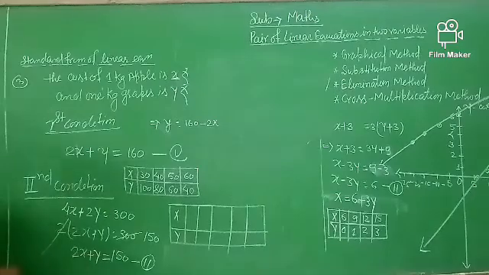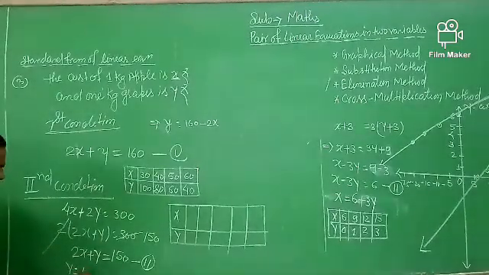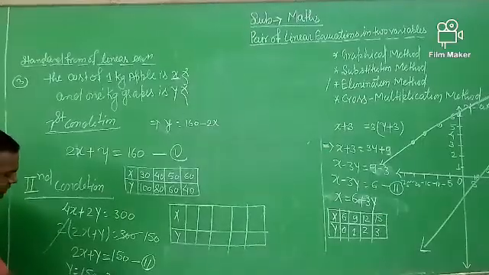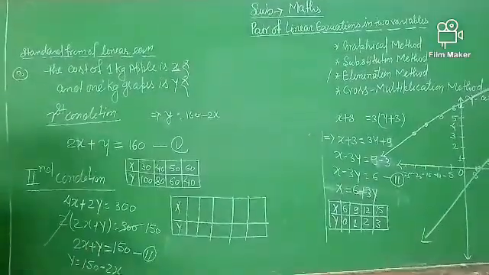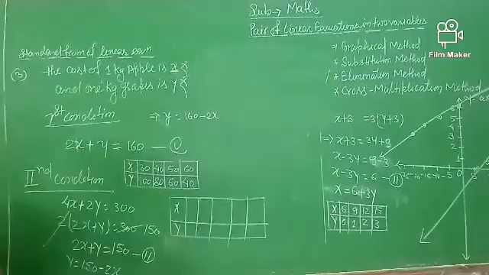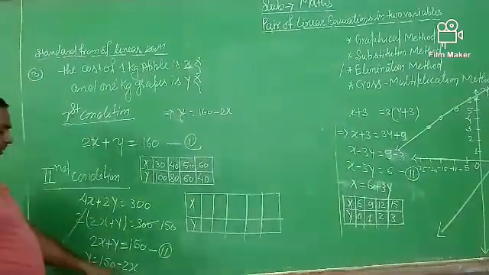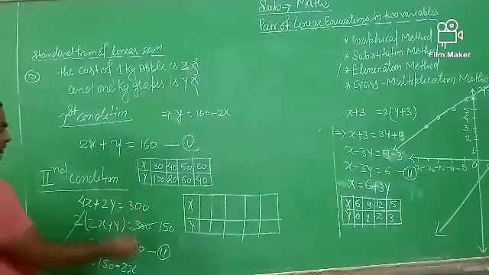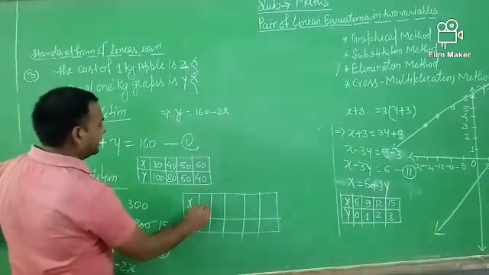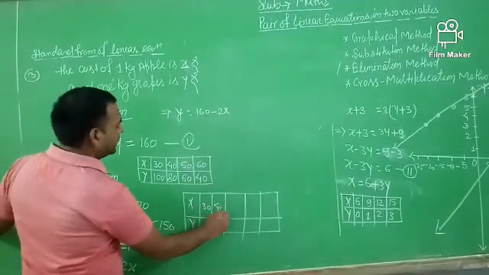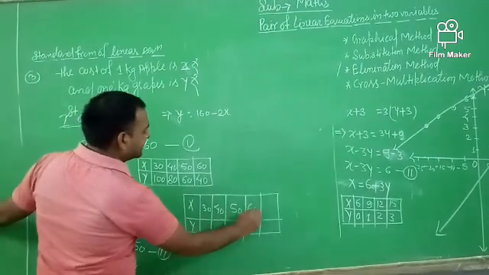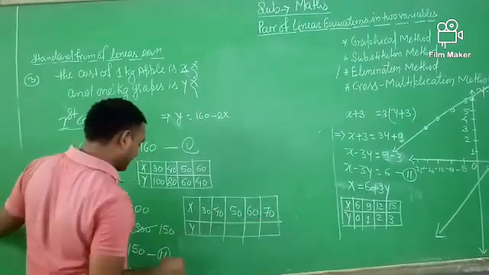Here is 2x plus y equal to 150. So y is equal to 150 minus 2x. Therefore, y is equal to 150 minus 2x, and you put in values of x. Let's put in the values of x: 30, 40, 50, 60 and 70.